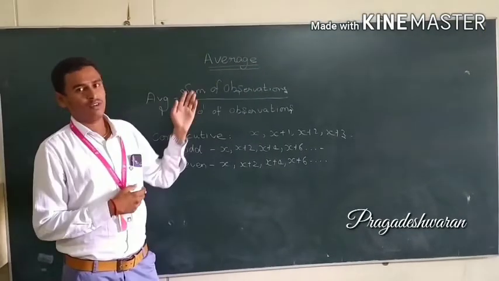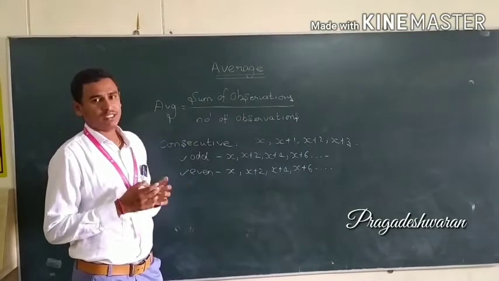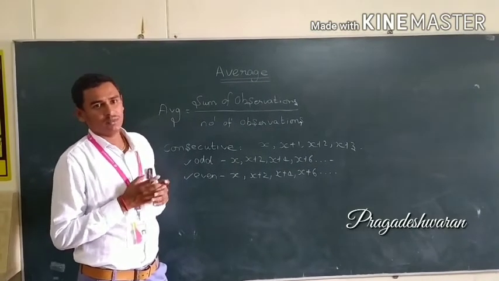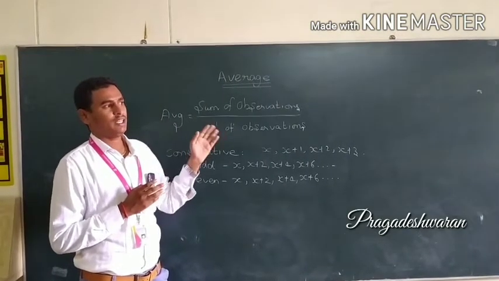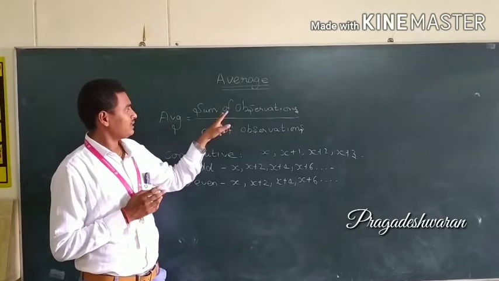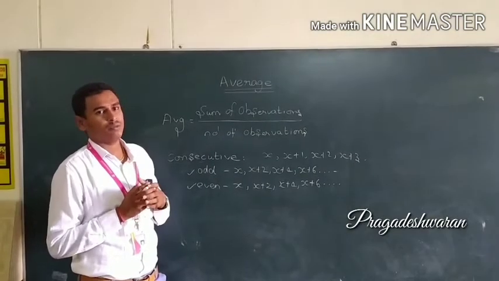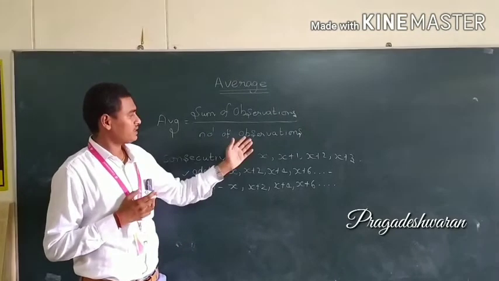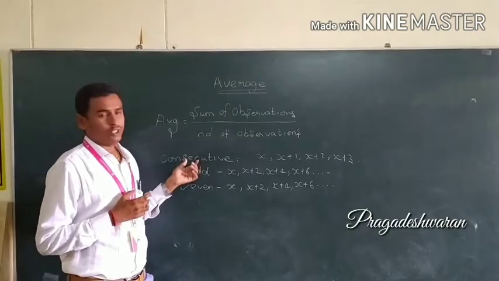As we know, the general formula for average is sum of observations divided by number of observations. Here, observation is nothing but the quantity which we are going to use in that sum. For example, suppose if we are using 5 numbers, then the sum of those numbers, that resultant will be the sum of observations. And here, the number of observations. If there are 5 quantities, then the number of observations is said to be 5. If there are more than 5, suppose if it is 7 quantities, then the number of observations is said to be 7.